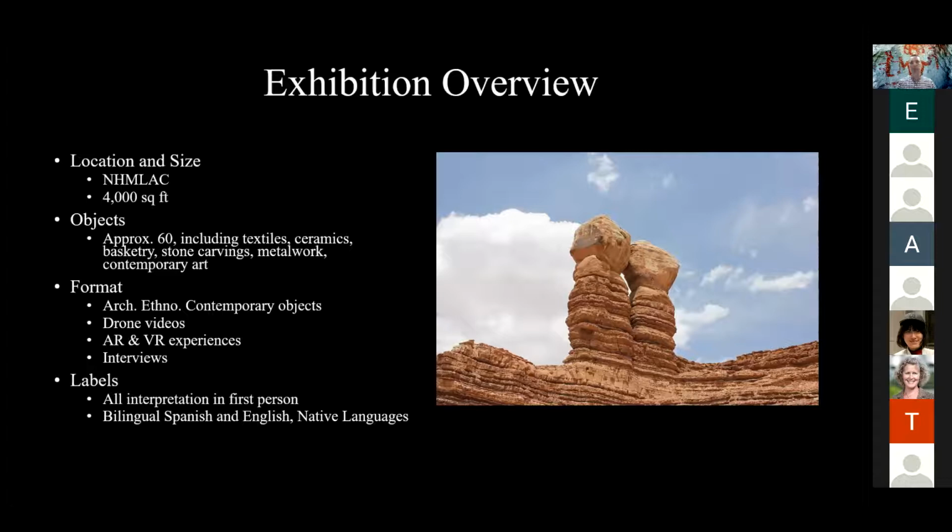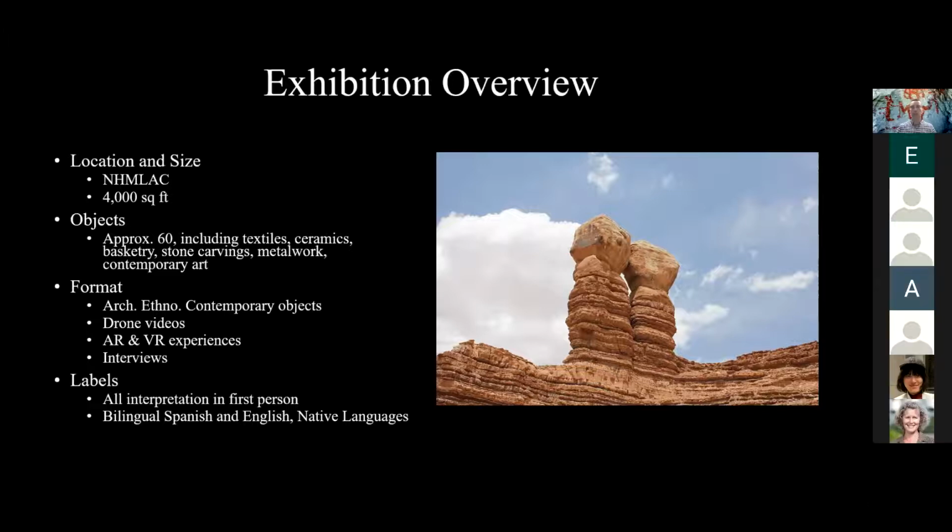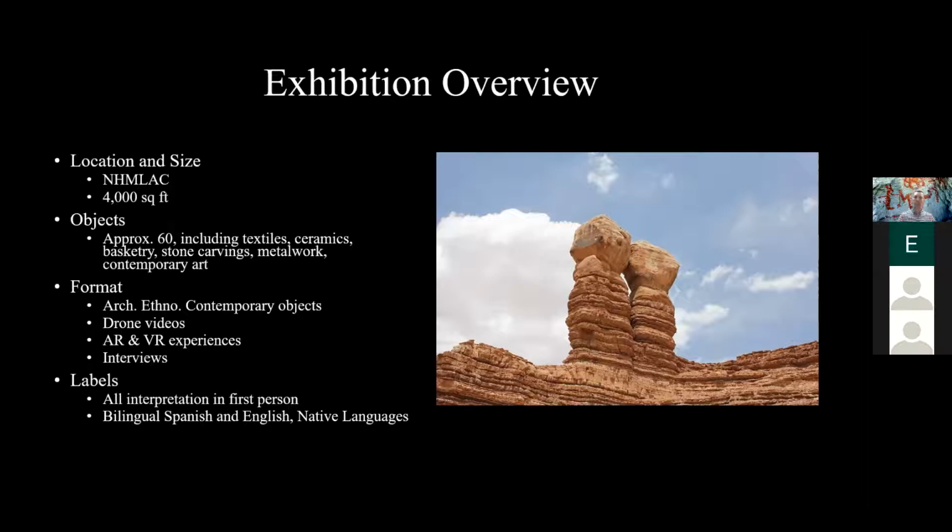So with that being said, our exhibition overview: it will be at NHM. It is slated now for a 4,000 square foot gallery, and we'll have approximately 60 objects. And this will include textiles, ceramics, metalwork, stone carvings, and all different types of objects. We really want a dynamic appearance. These museum collections will be complemented with drone videos, AR and VR experiences, and interviews with cultural elders and cultural leaders that explain from a first-person standpoint, in their own languages as well as English and Spanish, how they relate specifically to the Bears Ears, to their general cultural landscapes, and also to specific features within the Bears Ears National Monument.